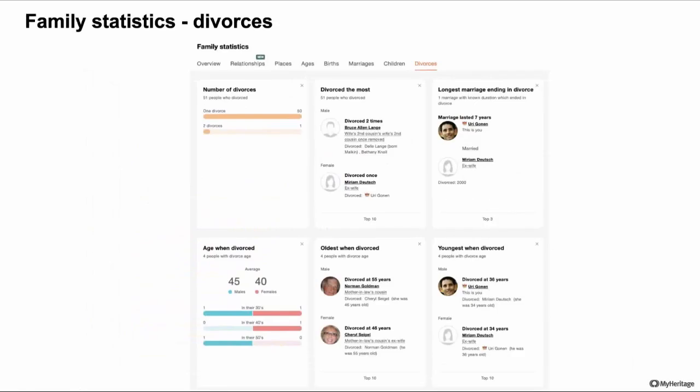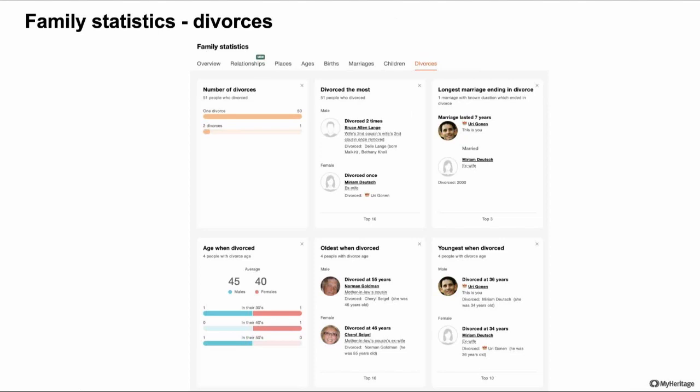Last section here is called divorces. I won't go over it too much, but again: number of divorces, longest marriage ending in divorce, how many divorces people have, age when divorced, oldest when divorced, and youngest when divorced, similar to what we saw before. And again, all these have an X because some people don't really care to publish this information. So you can remove them, and other members of your family tree won't get to see that.